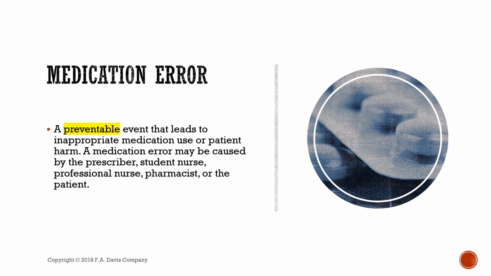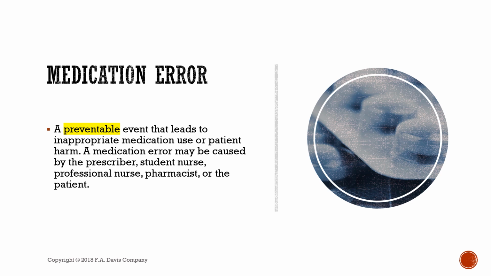We briefly discussed a few things related to medication errors, but what is a medication error? A medication error is a preventable event that leads to inappropriate medication use or patient harm. A medication error may be caused by the prescriber, the student nurse, professional nurse, pharmacist, or even the patient. Again, you want to keep in mind who administers these medications.